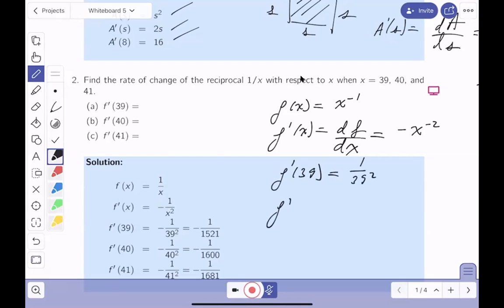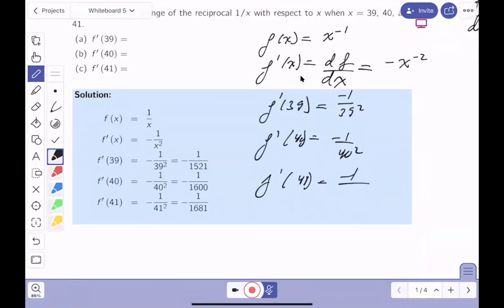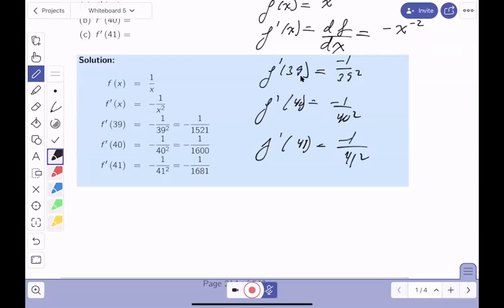They want me to evaluate it at 40. That's going to be, whoops, sorry about that. That's going to be minus 1 over 40 squared. And they want f prime at 41, which is going to be minus 1 over 41 squared. Maybe my pencil's running out of juice. Now, by the way, certainly you can compute the numbers, but I want to point out on exams, these are fine, right? I'm also computing the numbers for you over here. Okay, let's go to the next question.